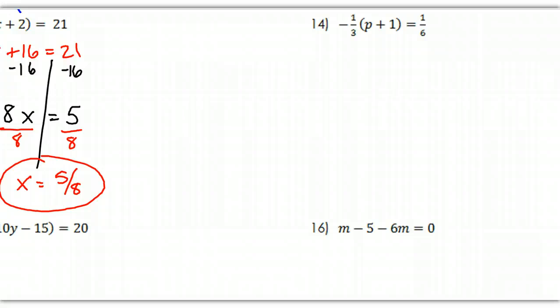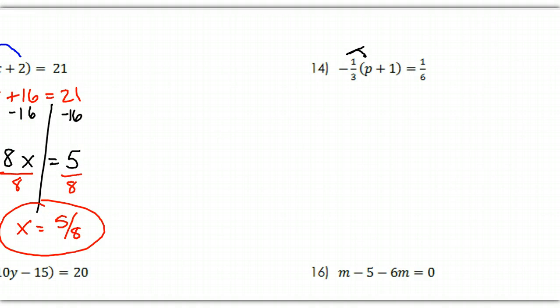In number 14, we have a fraction question here with distributing a negative fraction. So this one's a little more complicated. Negative 1/3 times p is just negative 1/3 p. And negative 1/3 times positive 1, anything times 1 is itself. Negative times positive is negative, so it's minus 1/3. And that equals 1/6.